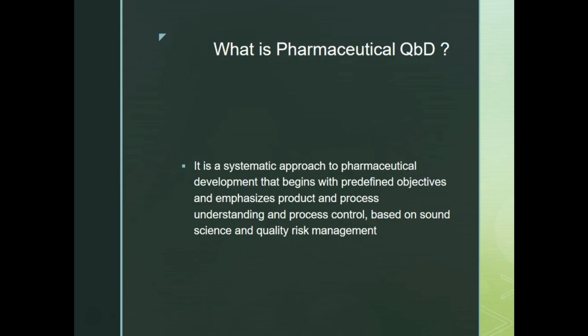So the actual definition of QbD is as follows. It is a systematic approach to pharmaceutical development that begins with predefined objectives and emphasizes product and process understanding and process control based on sound scientific and quality risk management. So your predefined objectives are set forth right at the very beginning of your product development. So before you even go into your labs to start your product development, you set out your objectives, or you build a control space that you want your product to fall into.